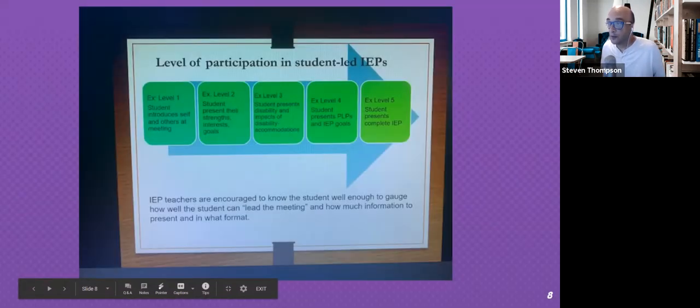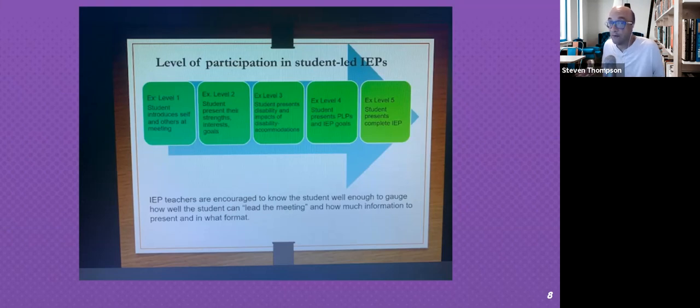Now, levels of participation in the student-led IEP. You may be thinking, well, I can't just let everybody lead the entire IEP, or what does it mean for a student to lead an IEP? Well, there are several different levels. So you can have a simple level 1: the student introduces themselves and others at the meeting.